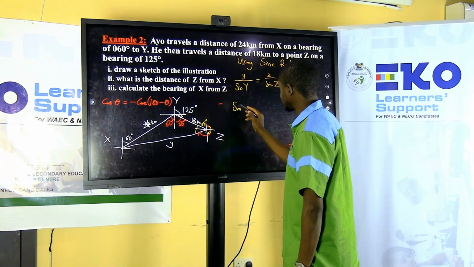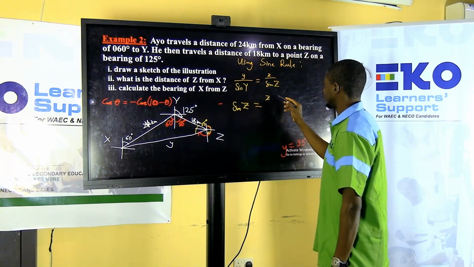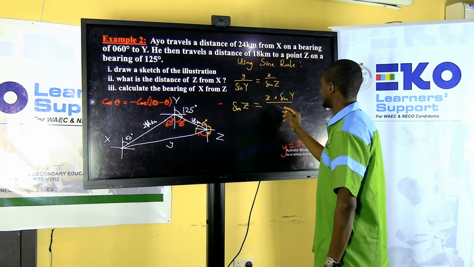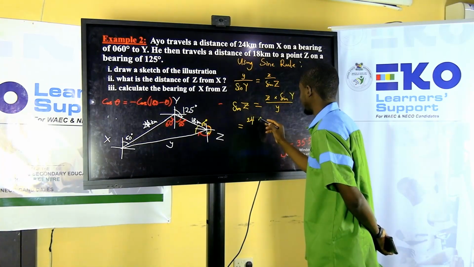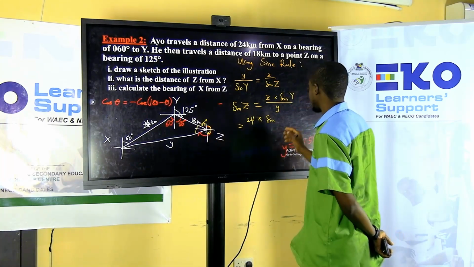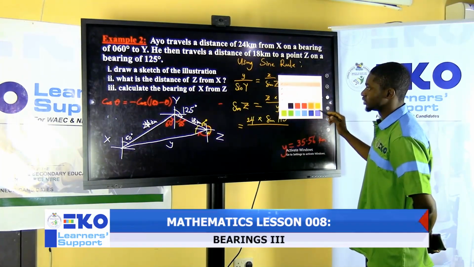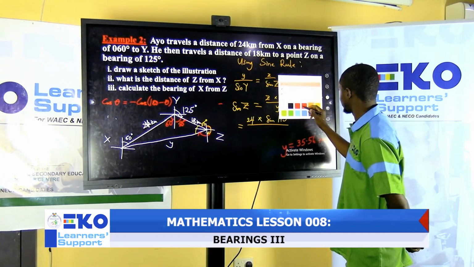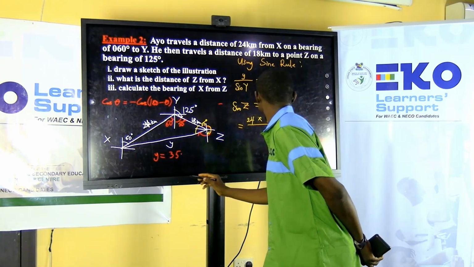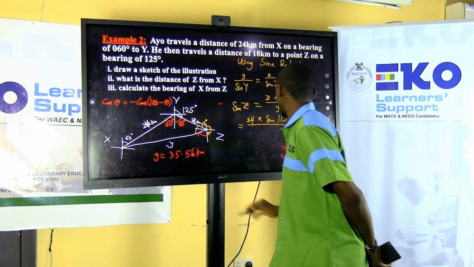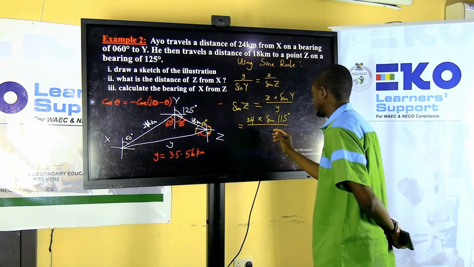That will be sine z equals small z, that is the side z, multiplied by sine y, over this side. So let's substitute. Our small z is 24. 24 multiplied by sine y, which is 115 degrees, divided by the value of y that we have here. The value of y, thank God, let me keep the value somewhere so that we don't forget. Y is equal to 35.56 kilometers.